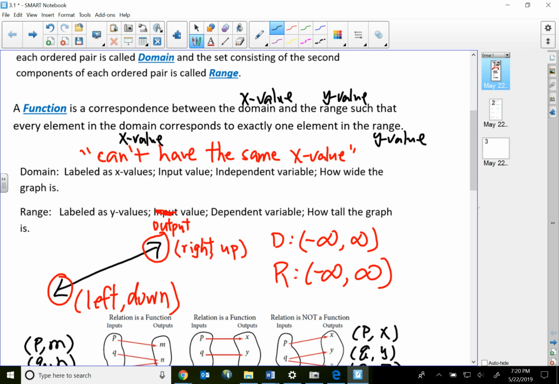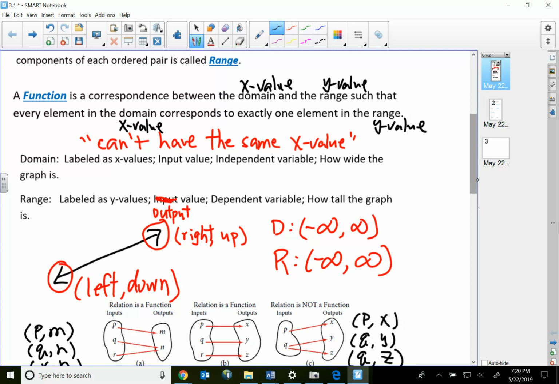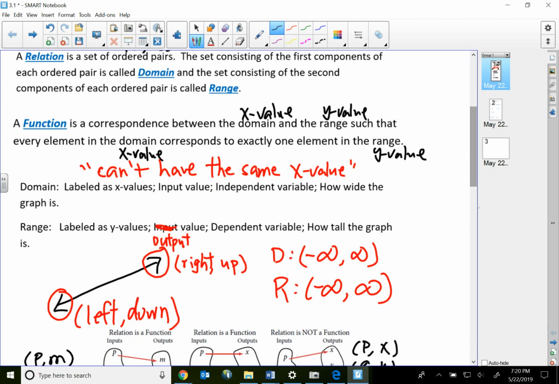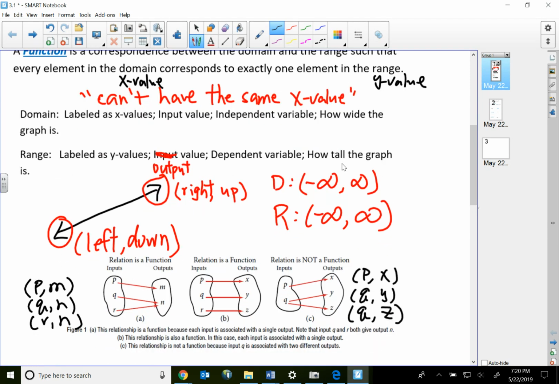And then we're talking about being a function. For a relation to be a function, or for a graph or an equation to be a function, I just cannot have the same x value. It has to be different x values corresponding to one y value. Just cannot have the same one.